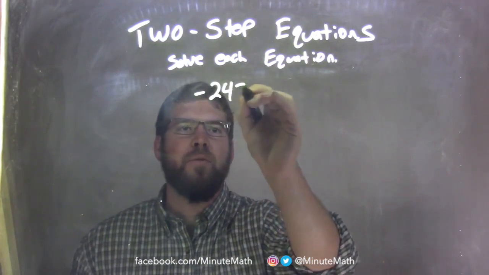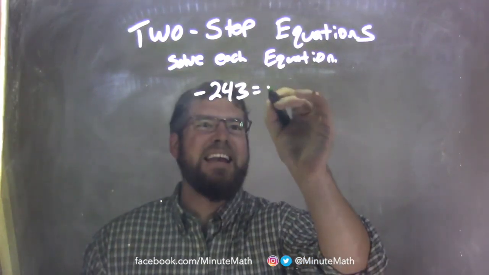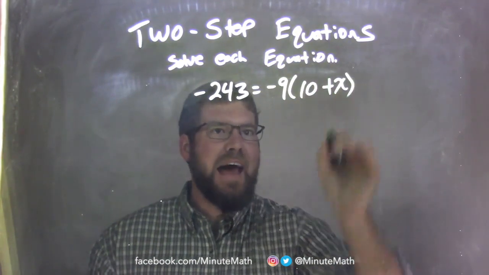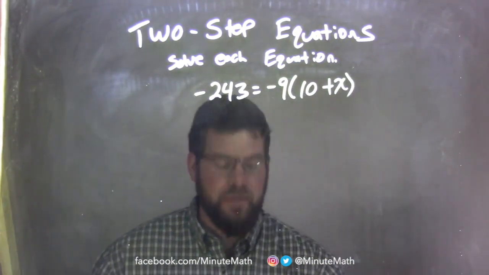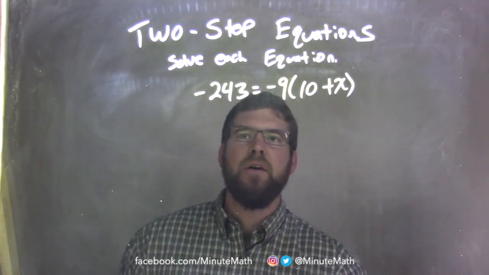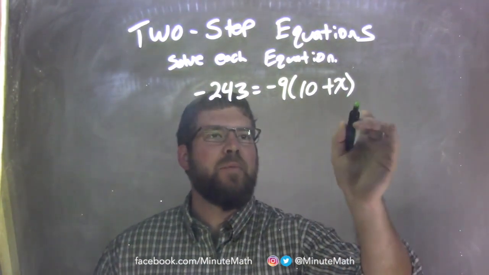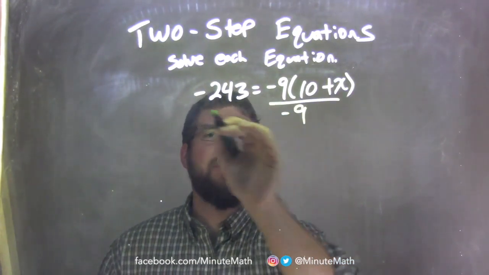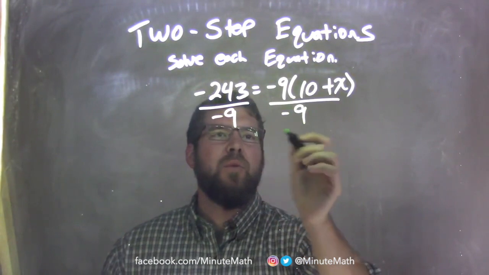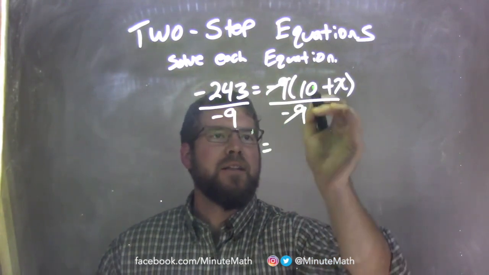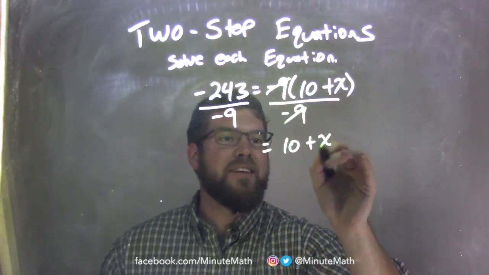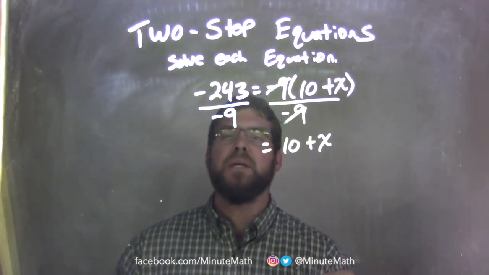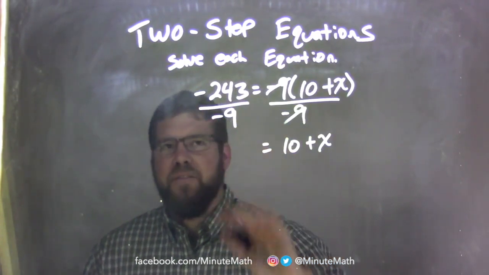Negative 243 equals negative 9 times 10 plus x. Well, that negative 9 times what's in the parentheses, I want to get rid of that first. There's multiplication there. So I'm actually dividing by negative 9 first. Well, the negative 9s will cancel here, leaving me just the 10 plus x left on the right, and I don't need the parentheses anymore. I can take those off. And I know that a negative divided by negative is a positive.